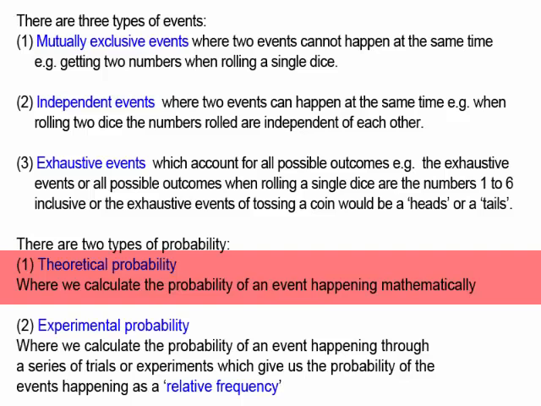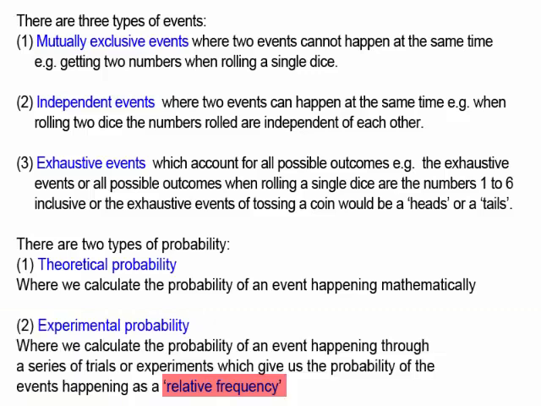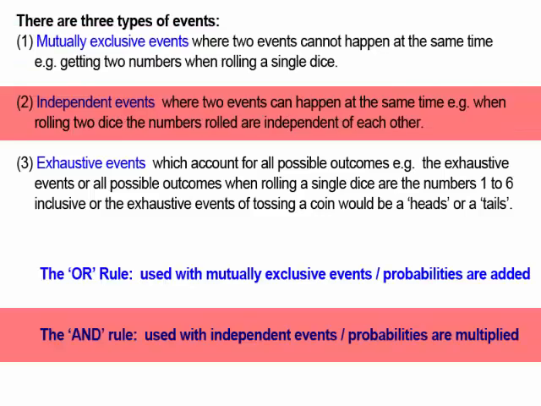We should also be aware of theoretical probability, where we calculate the probability of an event happening mathematically. And experimental probability, where we calculate the probability of an event happening through a series of trials or experiments, which gives us the relative frequency of the event happening. The next tutorial will take a closer look at using the OR rule with mutually exclusive events and using the AND rule with independent events.